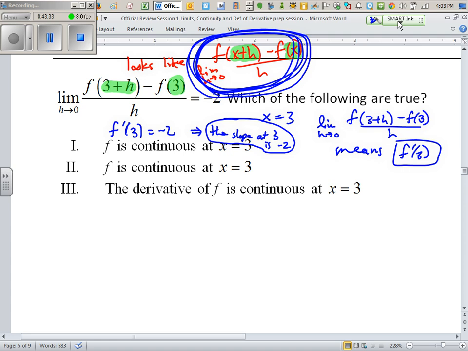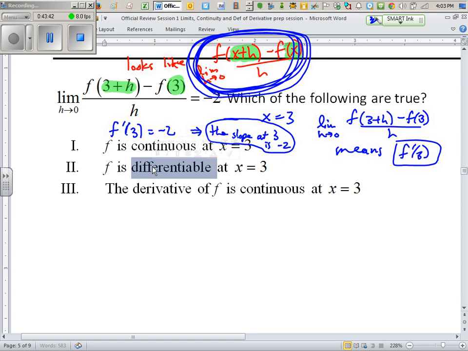The next bullet there should say differentiable. Sorry, that's a typo. This should say differentiable. Make that correction, sorry. Would you say that f is differentiable at 3? Yes, it is. It has a slope at 3. Is the derivative of f continuous at 3? That's going too far. So this one's Roman numeral 1 and 2.